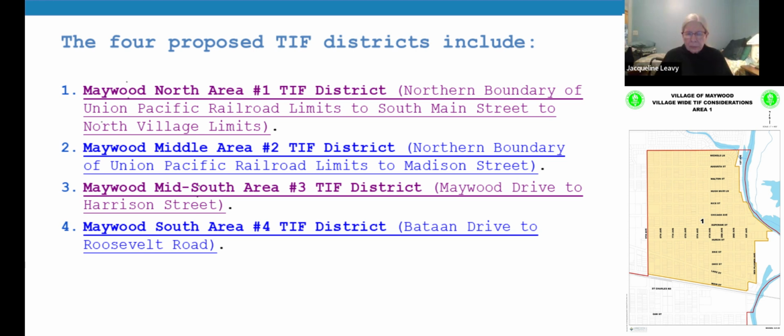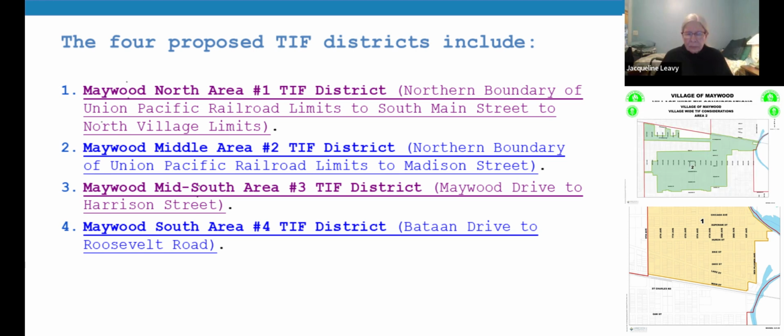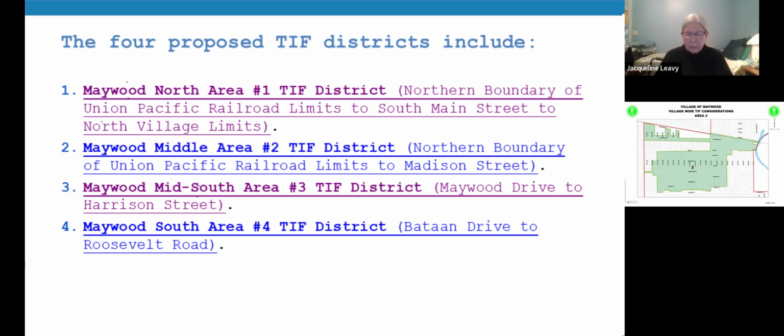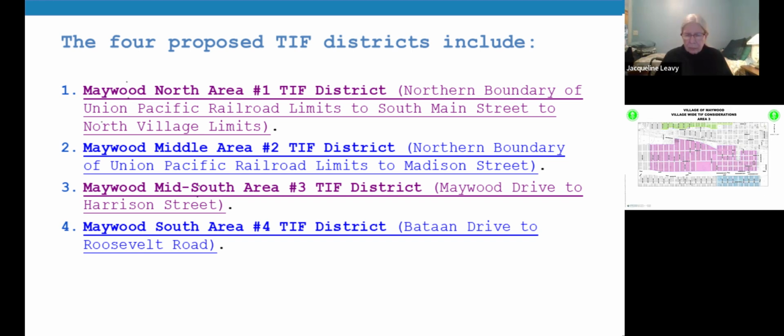Okay. All right. And the second area, which is Maywood Middle, Area 2, is the northern boundary of Union Pacific Railroad, limits to Madison Street. And as you know, the Village of Maywood continues to have a Madison Street TIF district. The third proposed TIF area is Maywood Drive to Harrison Street. And fourth, Baton Drive to Roosevelt Road.